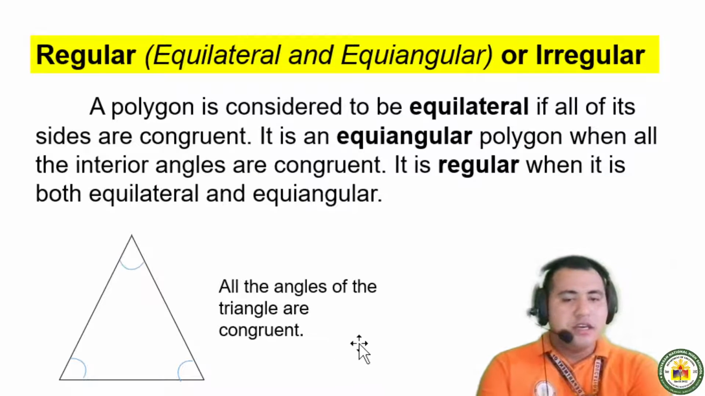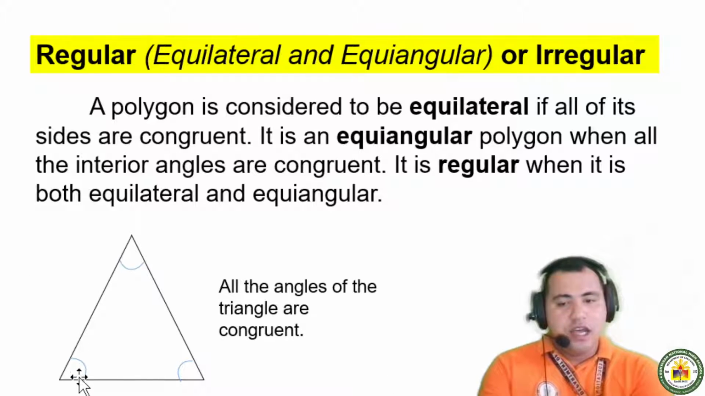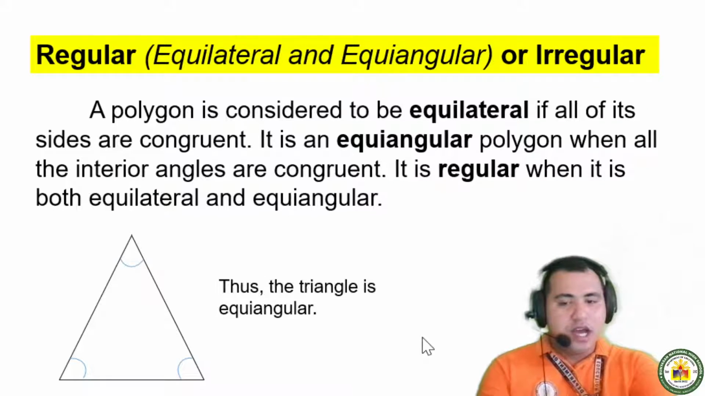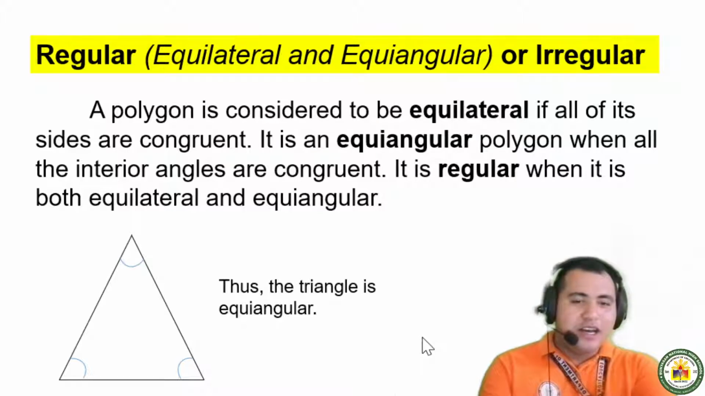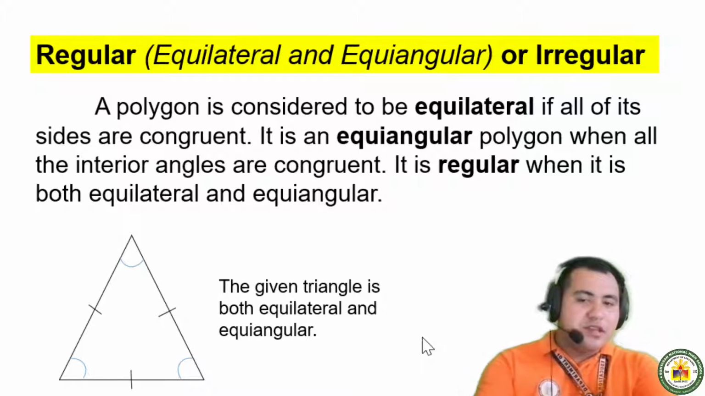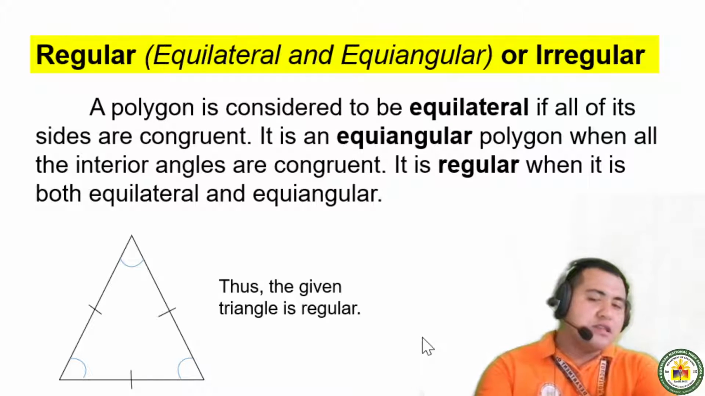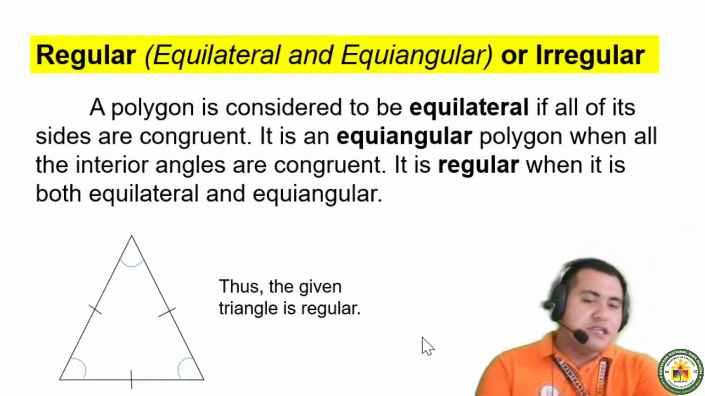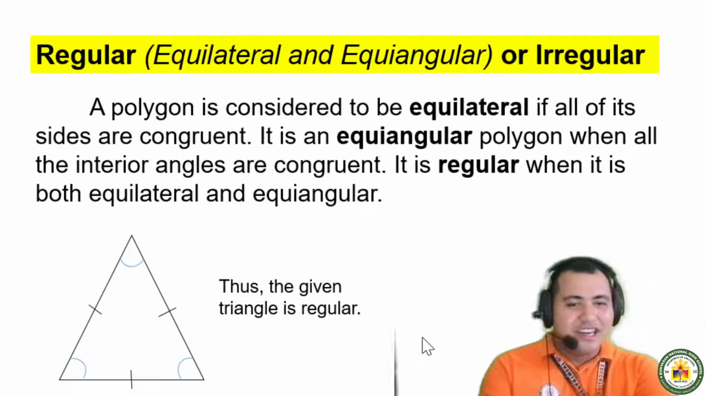Now, ang akong ibasihan, why nag-ingon ko nga all the angles of the triangle are congruent is based on its mark. Pareho silag marka, tag-usa ka arko. So that means, pareho silag sukod. So therefore, kay congruent na sila, the triangle is equiangular. Okay? Now, since the given triangle is both equilateral and equiangular, makaingon ta nga kana nga polygon is a regular polygon, or kana nga triangle is a regular triangle. Kay pareho man sila equilateral and equiangular, satisfied man ang duha.